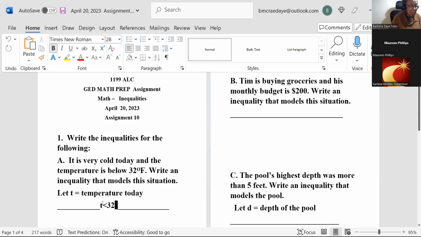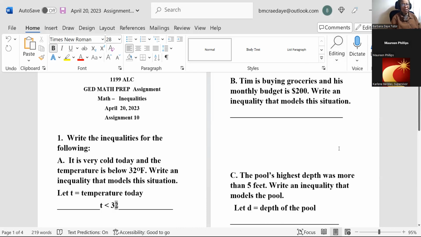It would be less than 32, right? You said lower. Lower means less, right? Okay, let's put this here. So that's the answer. The temperature is below 32 degrees Fahrenheit. That means it's less than 32 degrees Fahrenheit. So you would write T for temperature, less than symbol, 32. Got it?